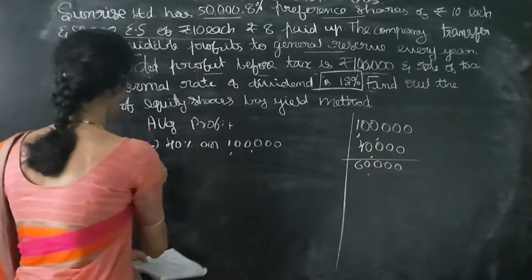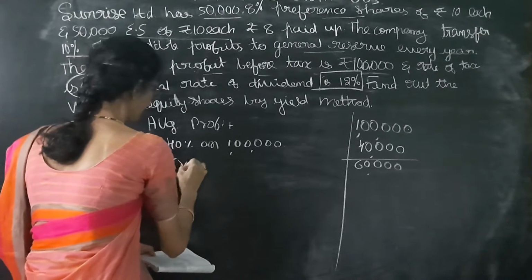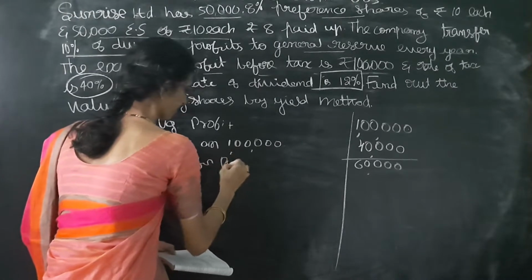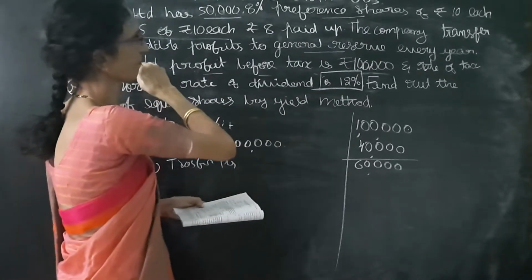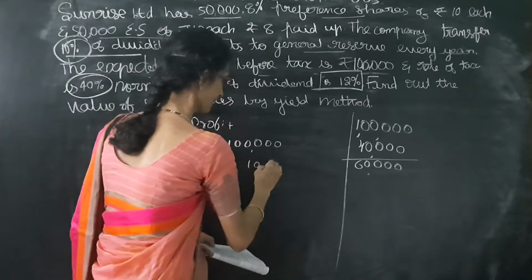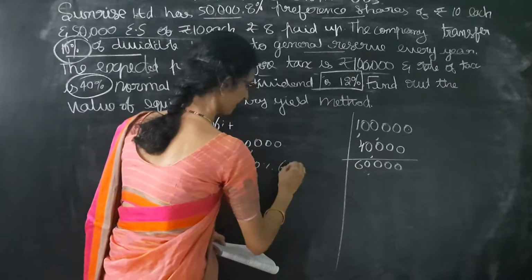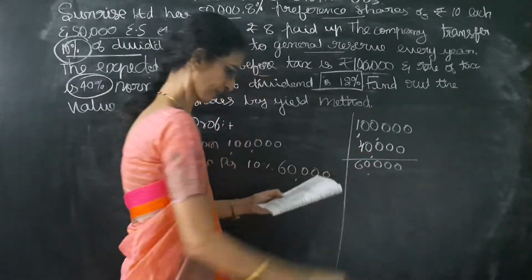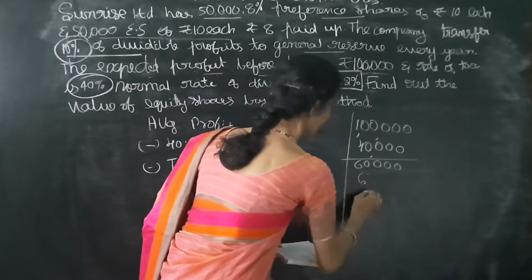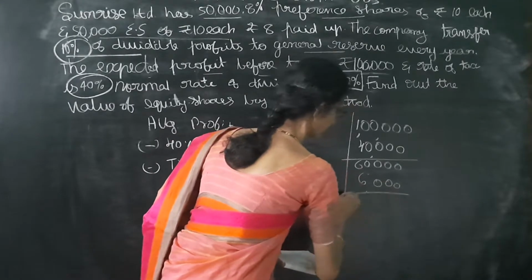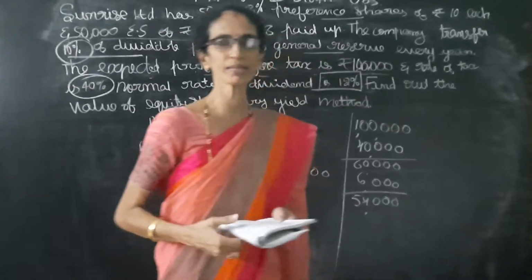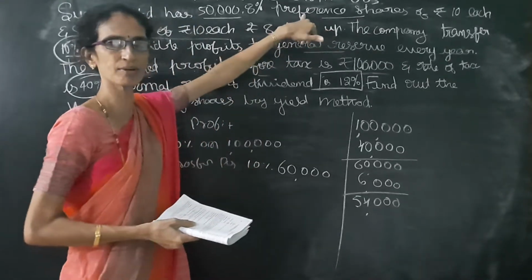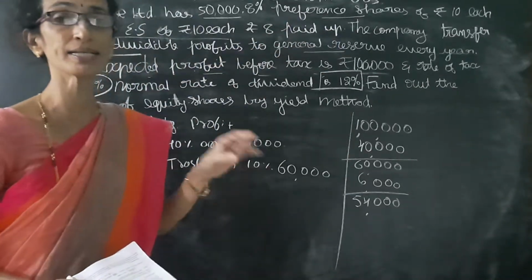So out of 1 lakh, 40%, that means 40,000. We have to deduct 40,000, we get 60,000. Then we have to deduct the transfer to reserve. So transfer to reserve, it is given in the problem, it is 10% transfer to reserve. 10% on this amount, that is 60,000. 10% on 60,000, this is 6,000. We get 54,000.